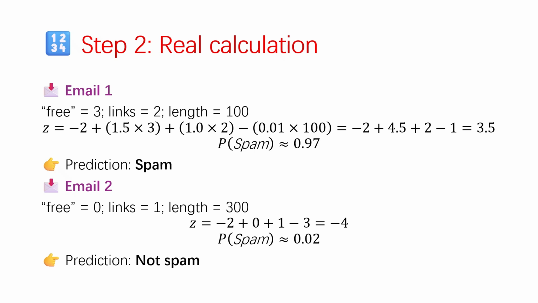Every email gets a score, and that score is converted into a probability between 0 and 1. Low score? Close to 0, likely not spam. High score? Close to 1, very likely spam. Finally, we choose a threshold, usually 0.5. If the probability is above 0.5, spam. If it's below, not spam. And that's how logistic regression turns messy real-world data into a clear, intelligent decision.